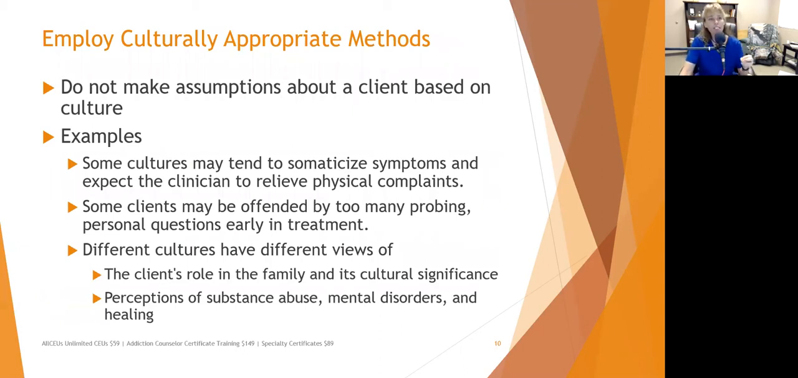So we do need to be sensitive to that as well, which is why it's important when you first meet a client to say, tell me about the problem. What do you think caused it? What do you think might help fix it? Because we want to understand their worldview.